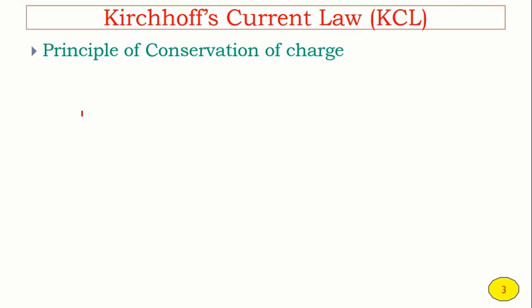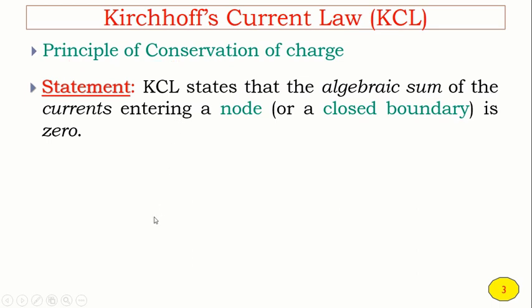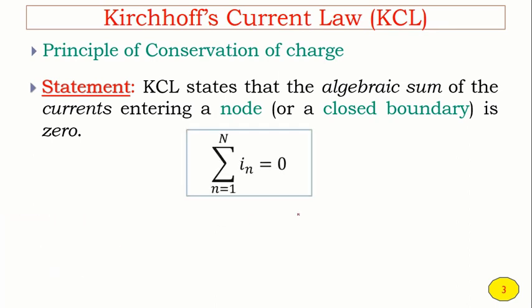This law is based on the conservation of charge, which can be stated as the algebraic sum of the currents entering a node or a closed boundary is 0. That is, sum of In equals 0, where In represents the nth current entering a node, capital N is the total number of branches connected to the node.